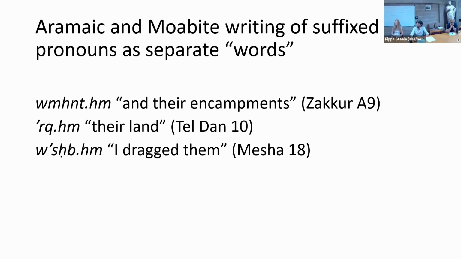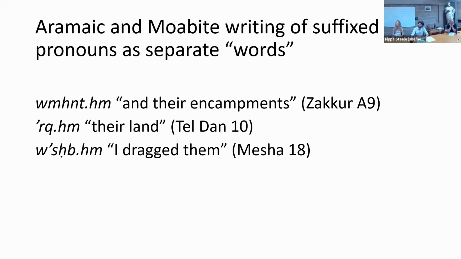Construct phrases are sometimes written as two words, so let's say the camp of the enemy might be written as two words. Well, what about the camp of them? Why is that one word? Maybe it should be two words. And so they mark it as two words, machanat-hem, their encampments.